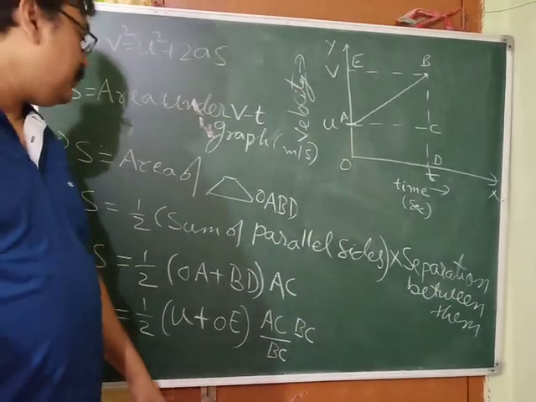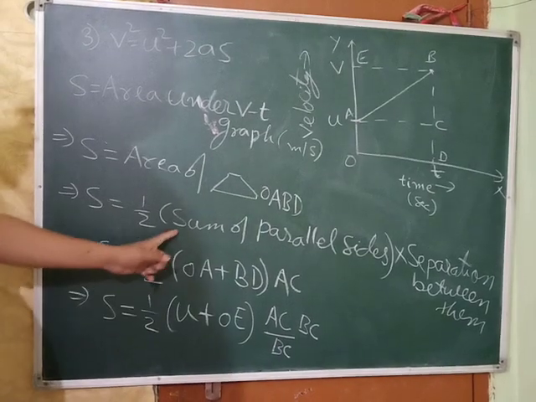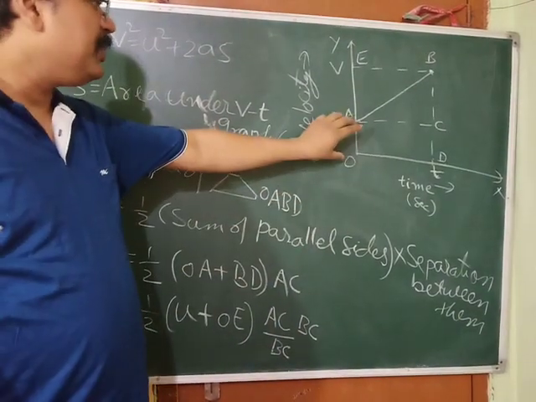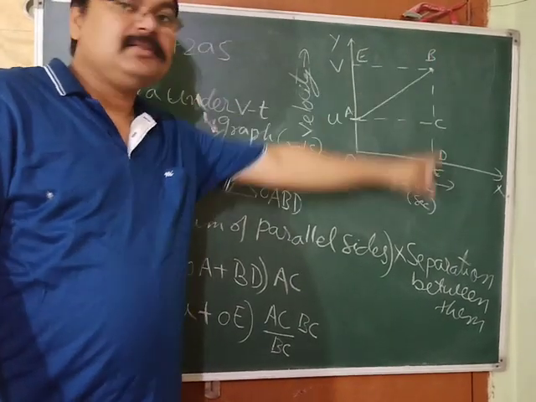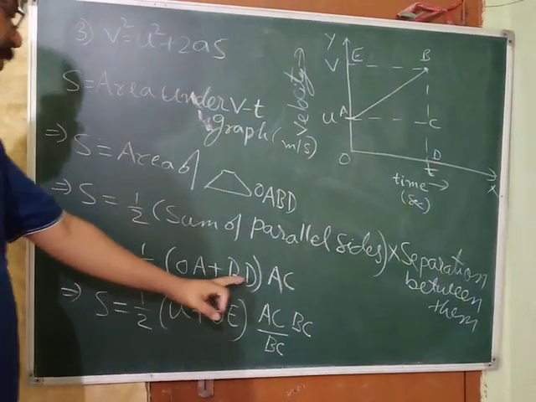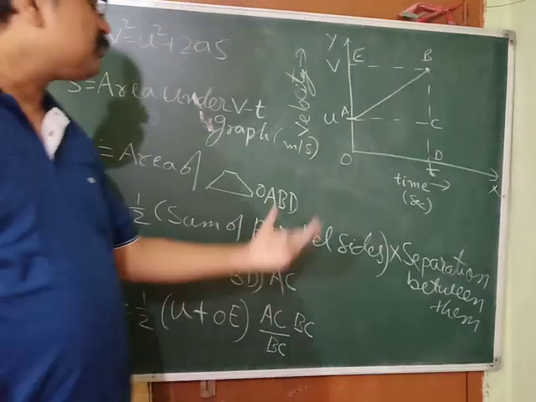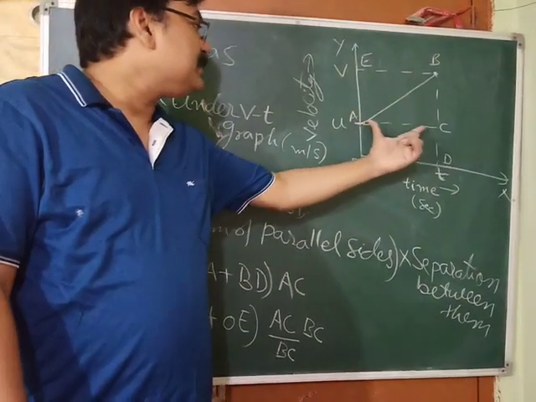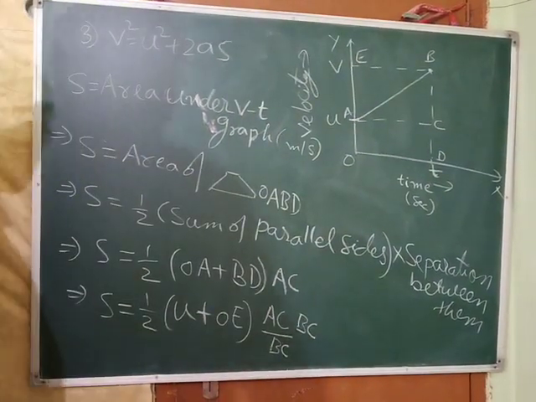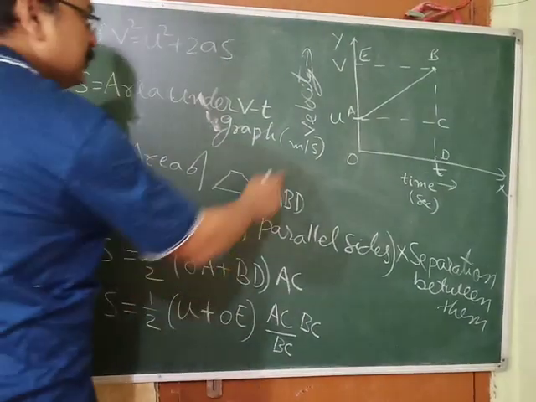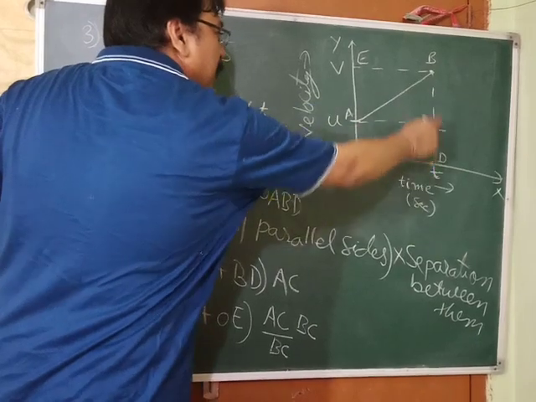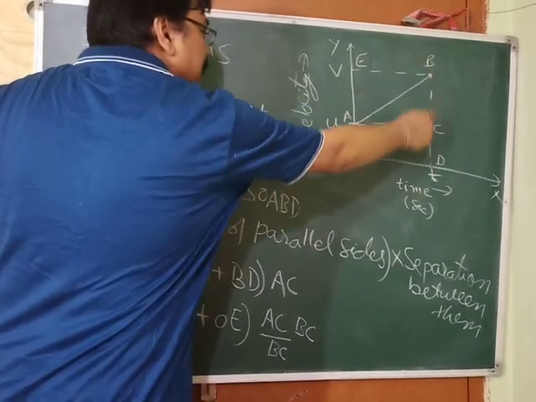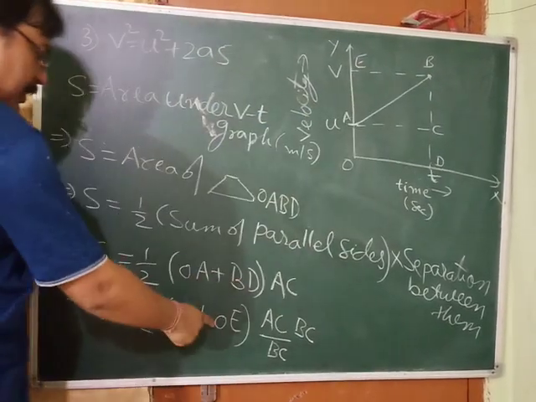So see here, half sum of parallel sides. Which are the parallel sides? OA and BD. These two are parallel sides. So OA plus BD. What is the distance or separation between them, or altitude? That is AC. So I've written AC. Now see, OA is how much? OA is U. BD doesn't have any value, but from the graph, BD is equal to what? OE. So we can write OE.